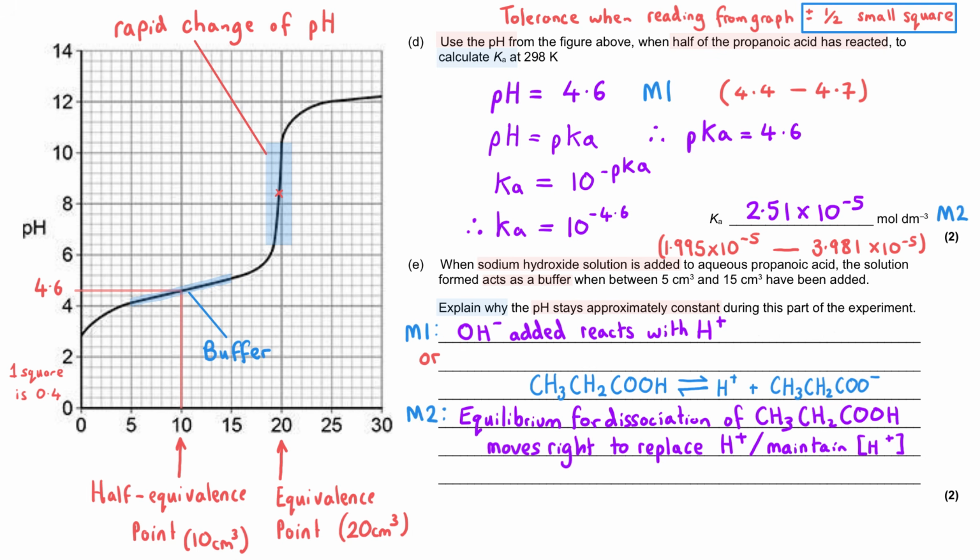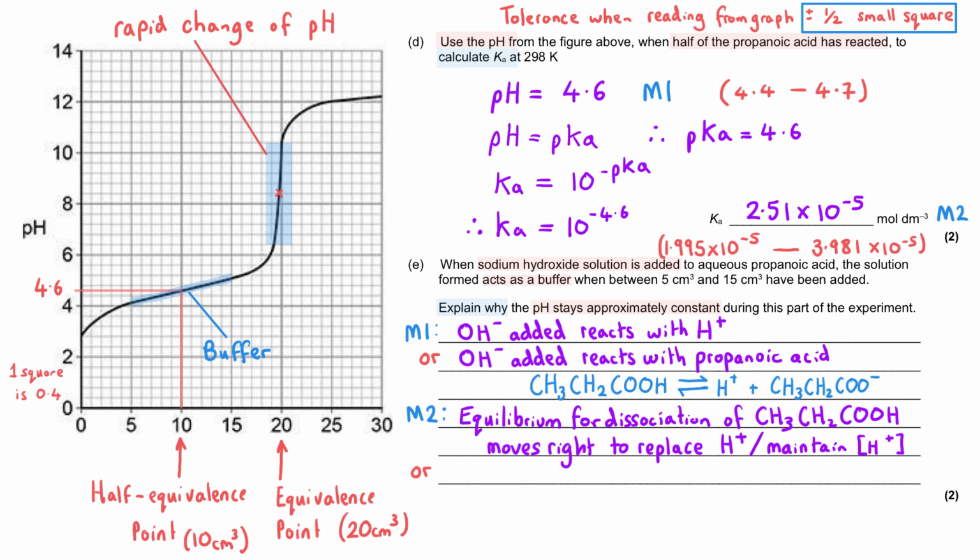This equilibrium shifting effectively means that the OH- added can be considered to be reacting with the propanoic acid as well. So either of these two options will be okay for the first mark. And we could say either replace the hydrogen ions or maintain the hydrogen ion concentration for that second mark. Alternatively, we could give a more mathematical response.